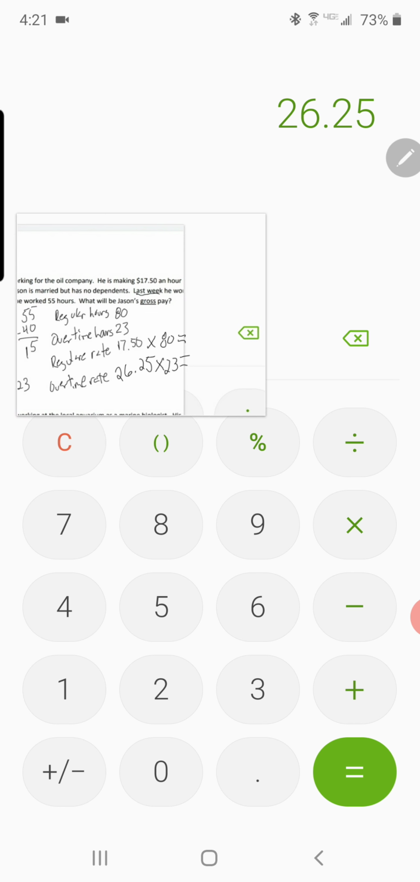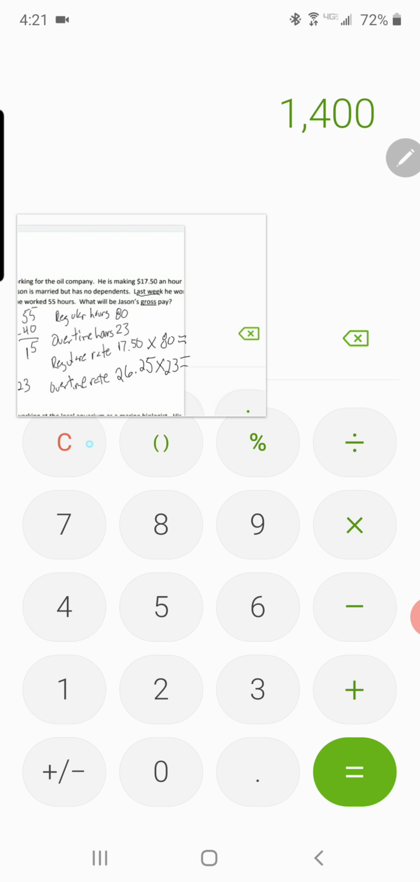All right, let's see what he got. So we'll find out what his regular hours got him. 17.50 times his 80 hours that he worked, so $1,400. And let's remember that number. I'll write that down in a second.